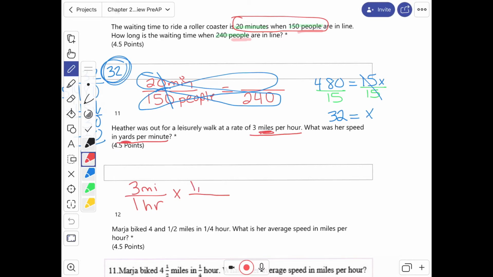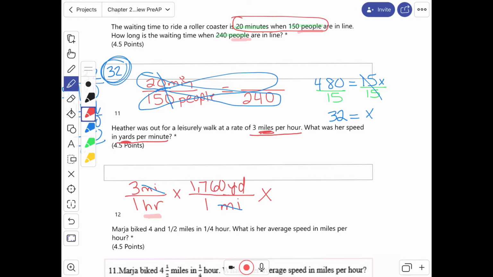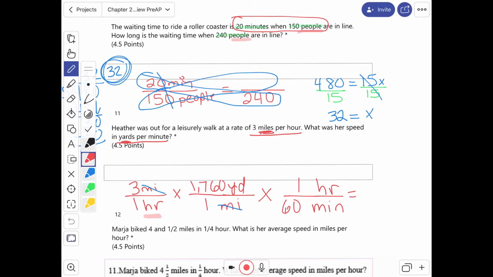Well, there's 1,760 yards in 1 mile. And remember, I want the units to be across from each other so I can cancel them. And then I also want to change hours to minutes. So minutes to hours. How many minutes are in an hour? 60.